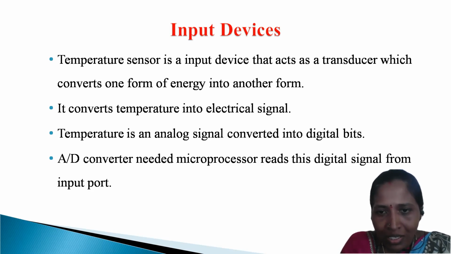How can we read this digital data? For this, the A to D converter needs the microprocessor to read this digital signal from the input port. For that purpose, we use this analog to digital converter.